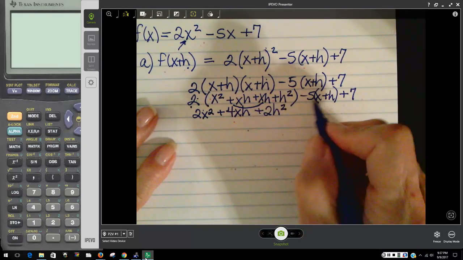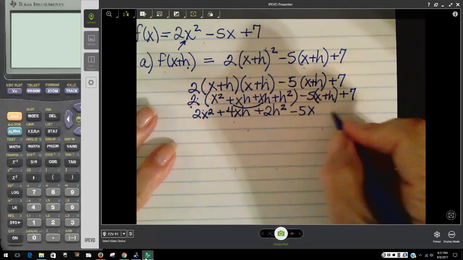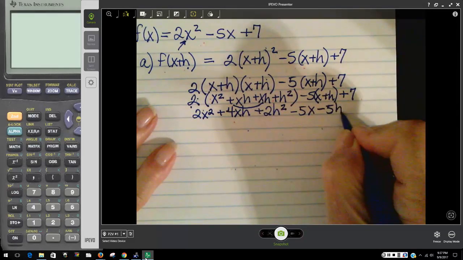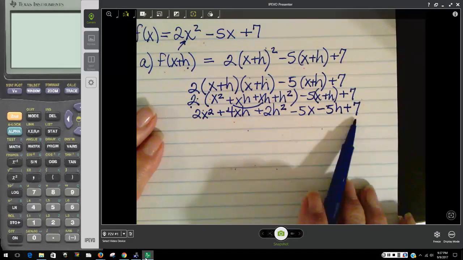Minus 5 times x is minus 5x. Minus 5 times h is minus 5h plus 7. And notice that none of these terms is alike, so there's nothing to combine after that.